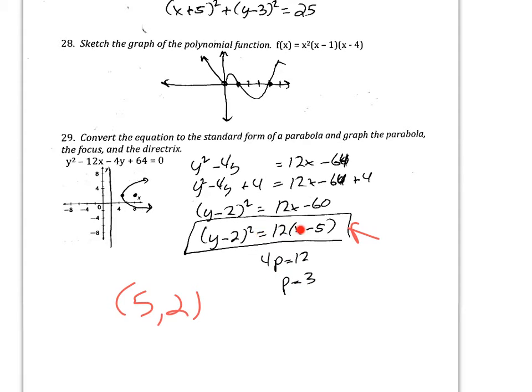Because my 4p is with my x, the parabola goes like the x-axis does, goes sideways, and because it's positive, it goes right. So the focus is 3 inside, the directrix is 3 outside. There's your parabola. Hope that helped.